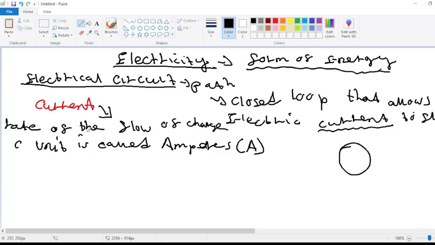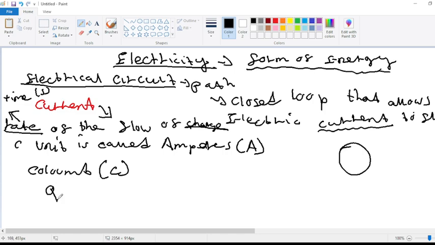Since we said that current is the rate of the flow of charge, the rate here is time, and time is measured in seconds. Current is defined as the rate of the flow of charge. Now, what is this charge? Charge is measured in coulomb. This is the unit of charge, denoted by C, but charge is denoted by Q, and current is denoted by I.